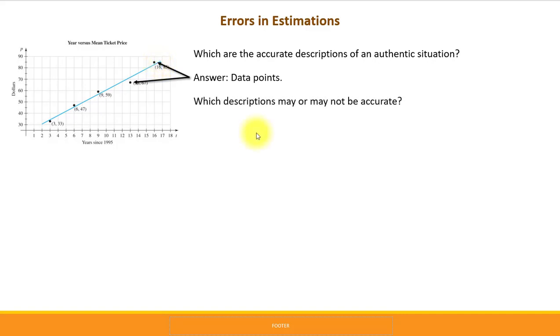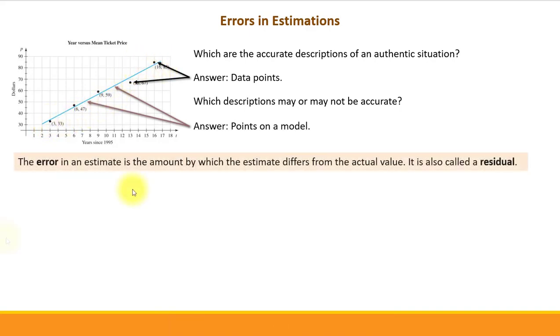But which descriptions may or may not be accurate? These are all points on a model. And the error in the estimation is simply the difference between the actual value, the true value of a variable, and the estimated value. But in statistics, that error has a fancy name. It's called a residual.